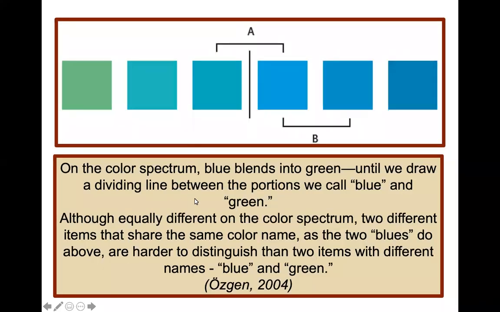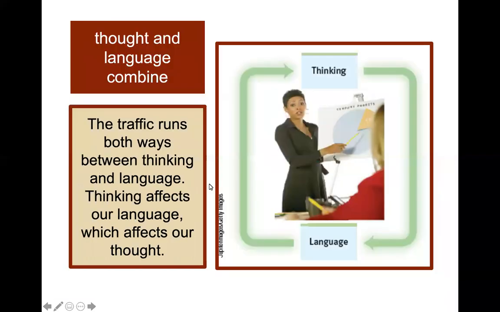On the color spectrum, blue blends into green until we draw a dividing line between the portions we call blue and green. Is that where you would draw the dividing line? Probably I would. Although equally different on the color spectrum, two different items that share the same color name, as the two blues do above, are harder to distinguish than the two items with different names, blue and green.